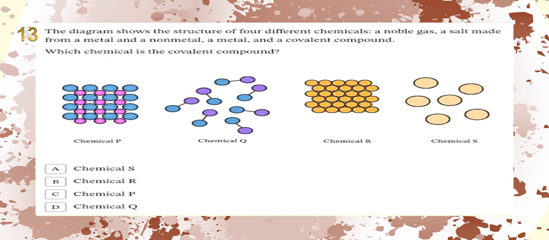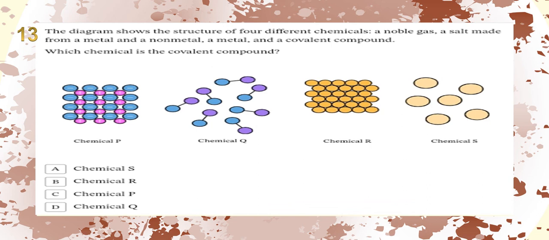Question number 13 says that the diagram shows the structure of 4 different chemicals. A noble gas. What do you think about here? We have the noble gas, so it correctly means chemical R. A salt made from metal and non-metal. When we have metal and non-metal, they will make a shape like chemical B, with positive and negative ions arranged together, each one arranged symmetrically. A metal will be chemical S, as all atoms are similar to each other.